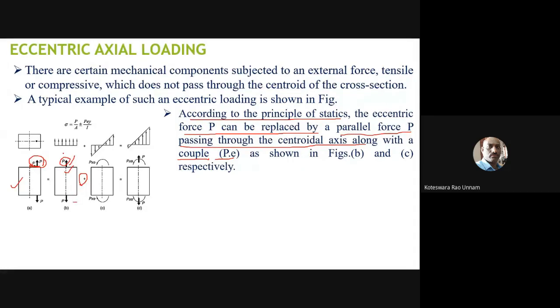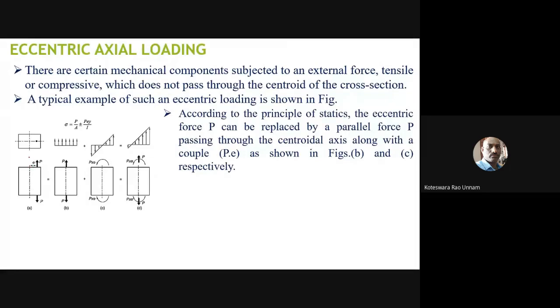One is a direct tensile load, that is a load passing through the centroid, and the magnitude of that load is the same as the magnitude of the eccentric load. In addition to that, you have a moment or couple. The magnitude of the couple is P into E, where P is the magnitude of the applied force and E is the eccentricity. And the direction of this couple is decided based on this.